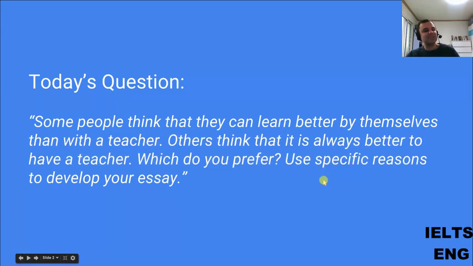So let's get started. The question we're going to use today as an example is taken from the official guide to the TOEFL published by ETS. Here it is. Some people think that they can learn better by themselves than with a teacher. Others think that it is always better to have a teacher. Which do you prefer? Use specific reasons to develop your essay. It's a pretty standard question. There's 155 sample questions in the guidebook. I picked one at random.